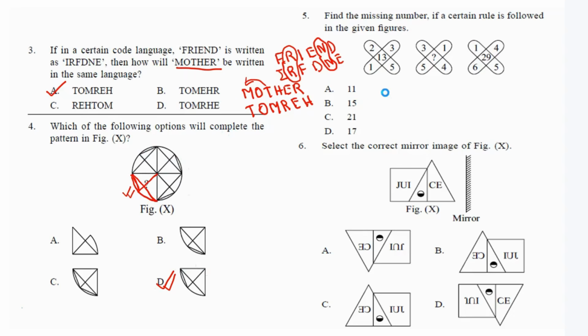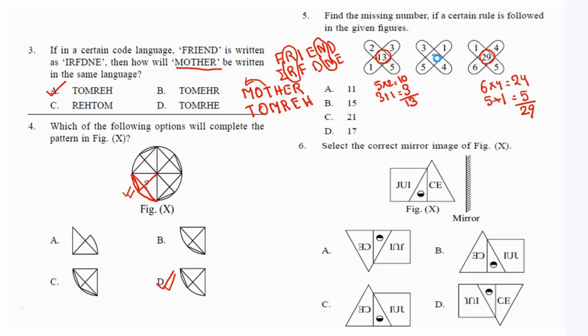Coming to question number 5, it is said, find the missing number if a certain rule is followed in the given figure. So let's see, in the first figure, 13 is in the middle, right? So how have they done it? They have done this diagonally, they have multiplied, that is 5 into 2, that is 10, and 3 plus 1 is 3. So 10 plus 3 is 13. In the third figure, if you see, 29 is coming how? They have multiplied diagonally. 6 into 4, that is 24, and 5 plus 1 is 5. So 29 is the answer.